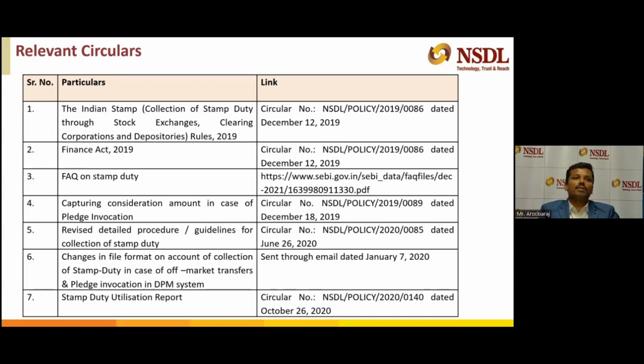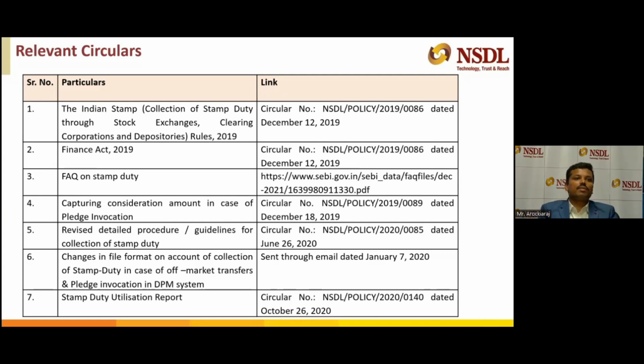Another important circular is the revised detailed procedure regarding guidelines for collection of stamp duty. As discussed, the participant can pay the stamp duty amount either through the payment gateway or through RTGS or NEFT using the virtual account number. For the detailed procedure for making the payment, participants may refer to the NSDL circular dated June 26, 2020.